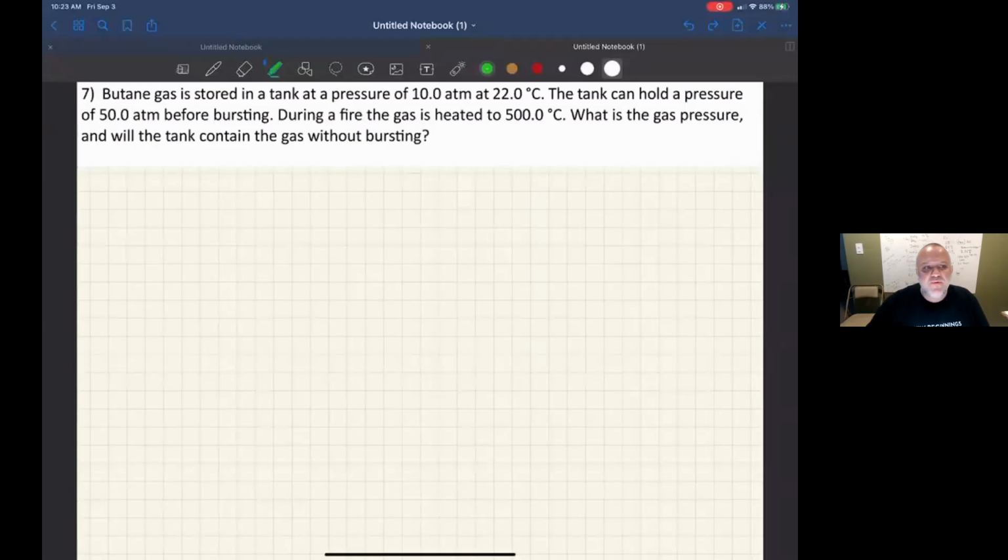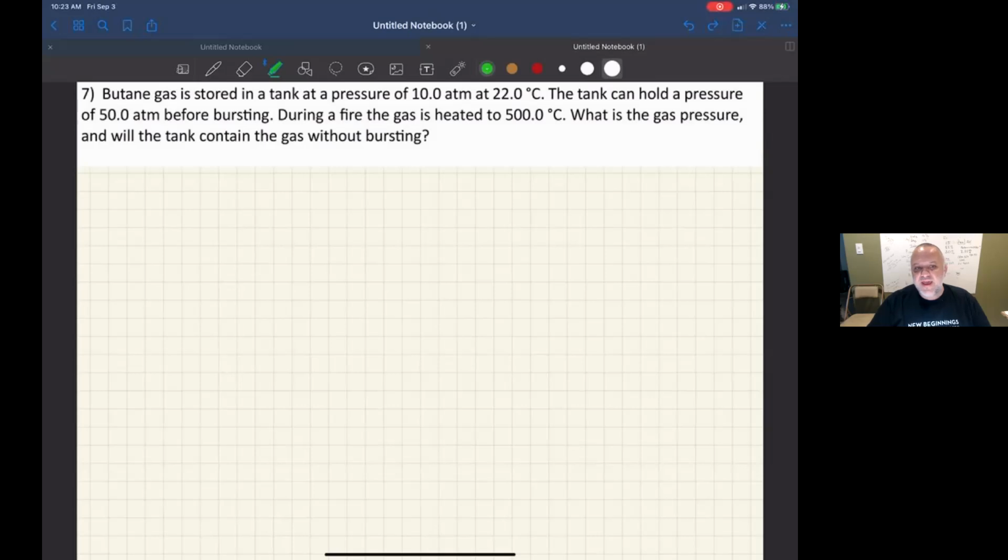Okay, here's an interesting problem that says I've got some butane gas and I've got it in a tank. The tank has a pressure of 10 atmospheres and the temperature is 22 degrees Celsius. The tank has a pressure rating of 50 atmospheres. And if it gets higher than 50 atmospheres, then the tank will burst.